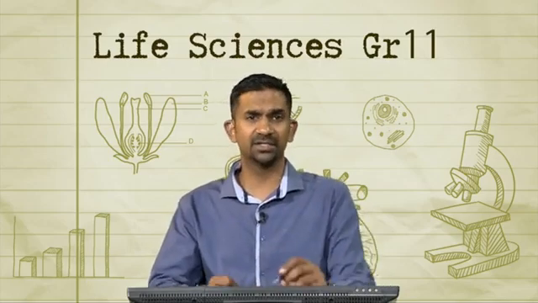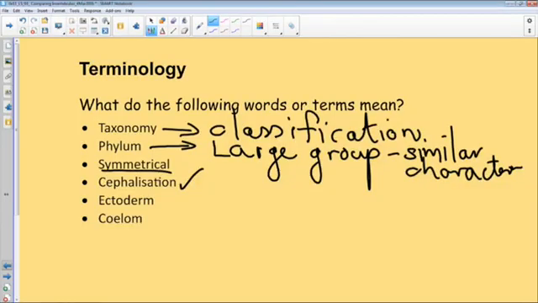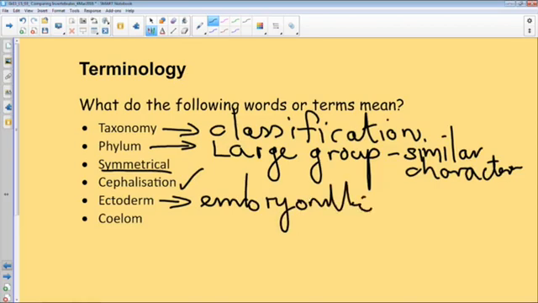And finally, we looked at the terms ectoderm and endoderm. These terms refer to the layers that are present in the embryo. So these are the embryonic layers, and if you guys recollect, it's the ectoderm, endoderm, and the middle mesoderm. So we're referring to the embryonic layers, and these embryonic layers are the layers that differentiate and become specialized as the organism develops.